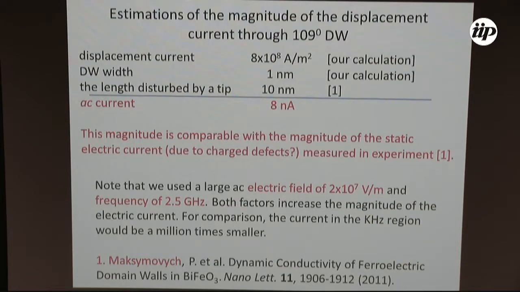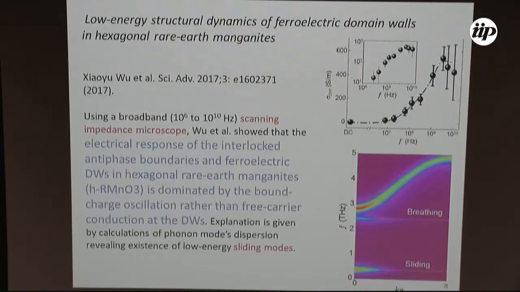Because the current, as I showed at the beginning, is proportional to omega, to frequency. So if we found this at gigahertz, then at kilohertz it should be 6 orders lower. And also what is important is the magnitude of the field. We used a pretty large electric field to see this effect, 10^7 volt per meter. I think that one should use thin films, ultra thin films, in order to have large magnitudes of the fields, and the frequency should be at gigahertz. In this case, the displacement current, as we see, should be seen in experiment. And I believe that the experiment which I started with, they also explain their results by displacement current.